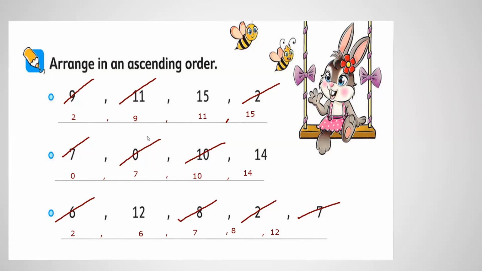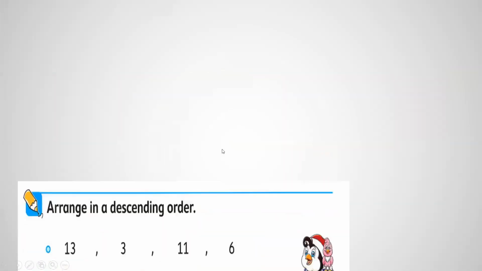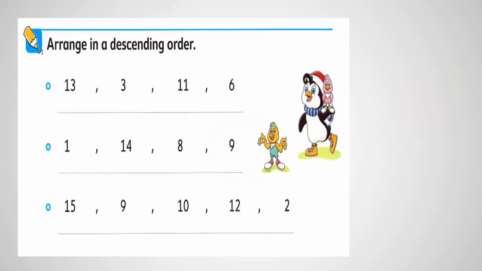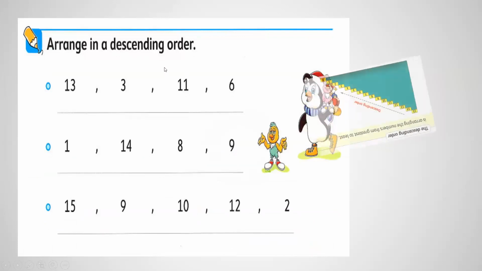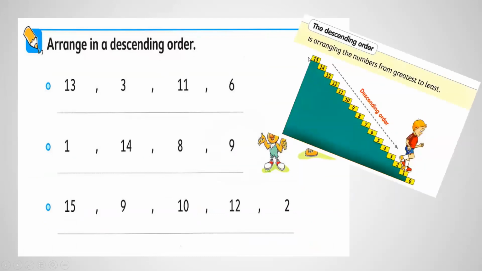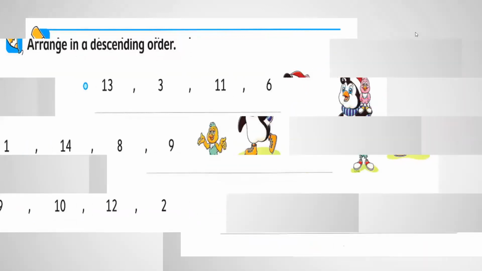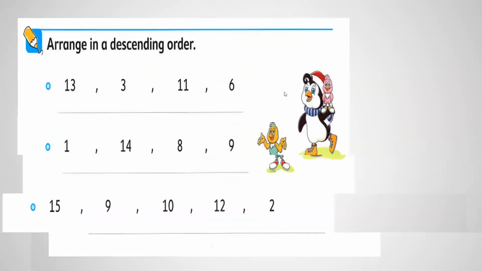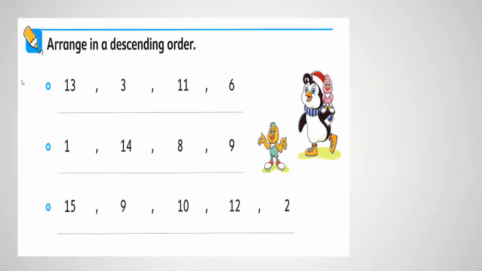If I'm asking to arrange the numbers in descending order, again, the D, descending, D for dinosaur. So we are going to start, can you remember? Yes, from the biggest and go down to the smallest. So from the greatest to the least or to the smallest, like here. Numbers 13, 3, 11, and 6. Where is the biggest one? Yes, it's 13.